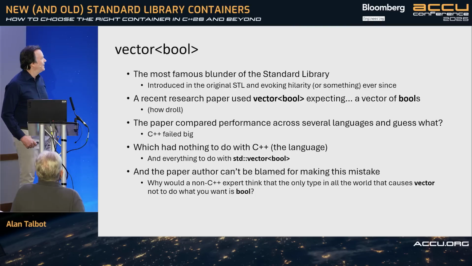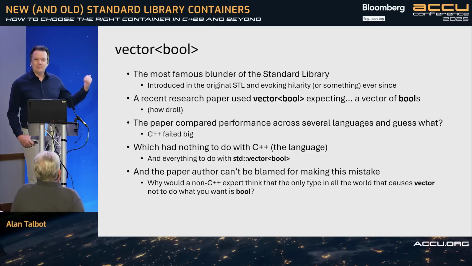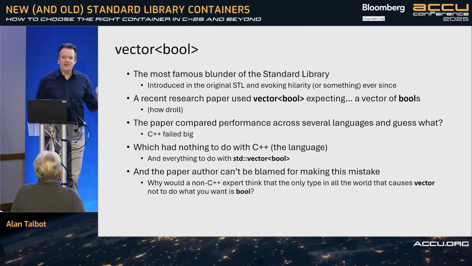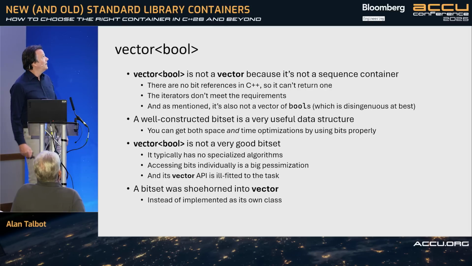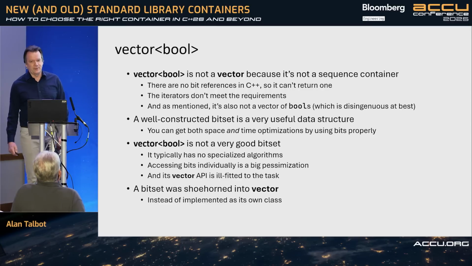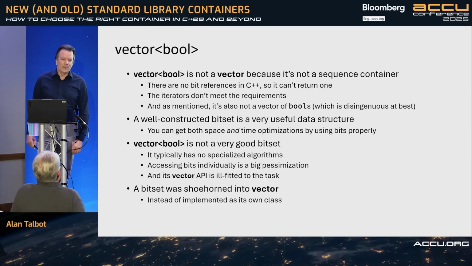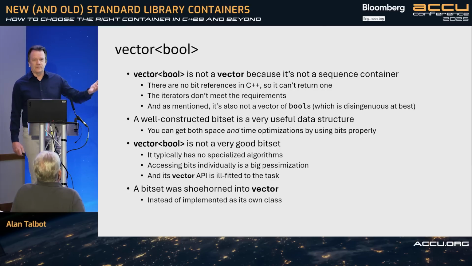Right, terribly. And this had nothing to do with C++, right? And you can't blame the authors, right? Why would any sane person think that of all the types in the world, bool does something completely different? So, what are the problems with vector bool? It's not a sequence container because it's not a container, not technically. Doesn't meet the requirements. And it can't meet the requirements because, for one thing, you can't have a reference to a bit.